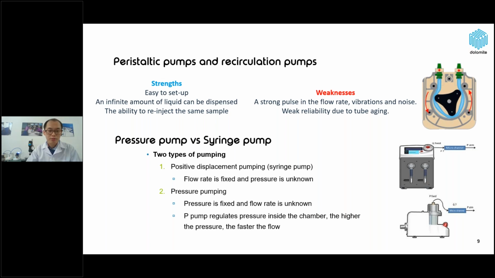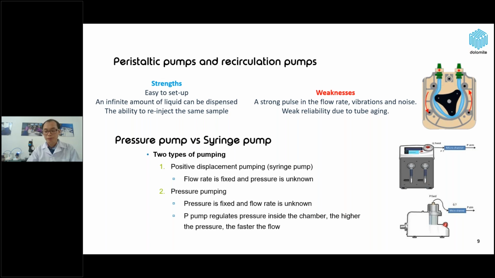There are two types of pumping. One is positive displacement pumping, which is the syringe pump. In this case, the flow rate is fixed and the pressure is unknown. The second is pressure pumping, where the pressure is fixed and the flow rate is unknown. Pressure pumps regulate the pressure inside the chamber, and the higher the pressure, the faster the flow.